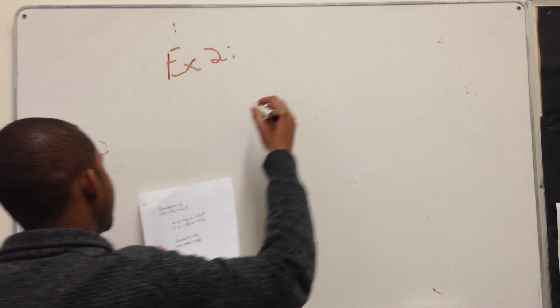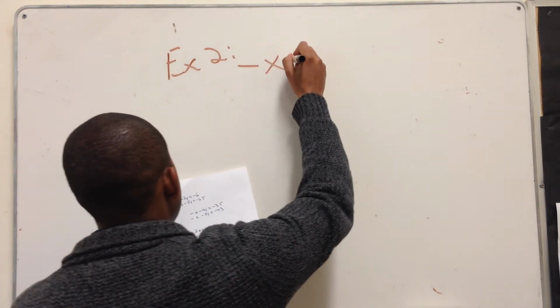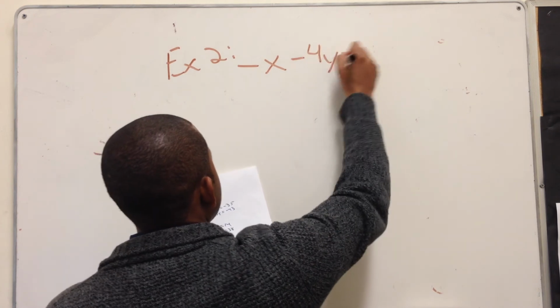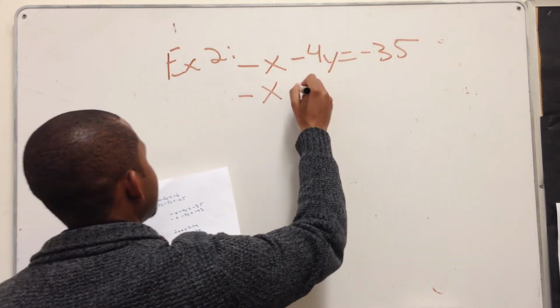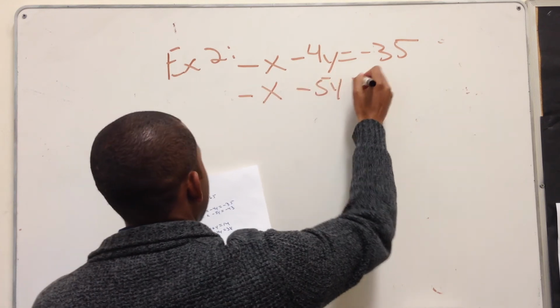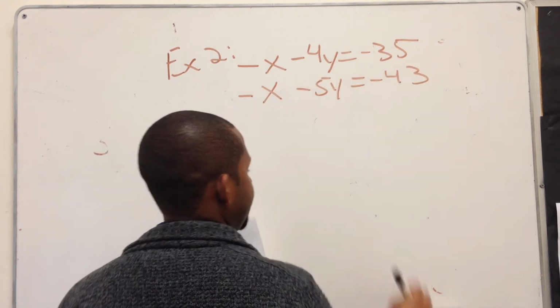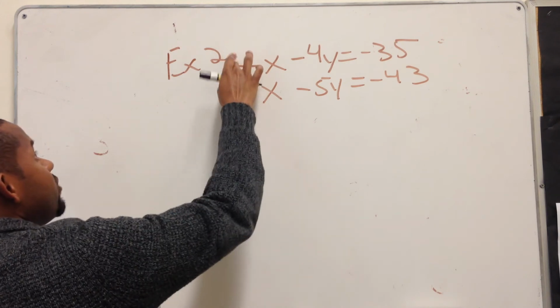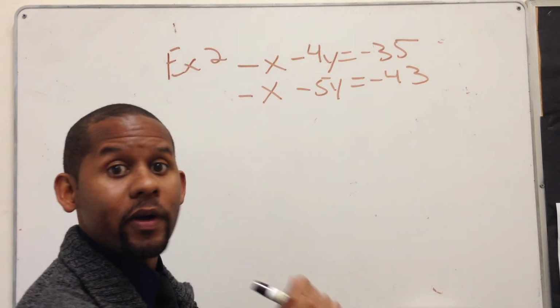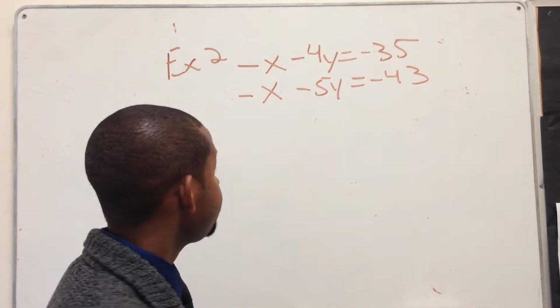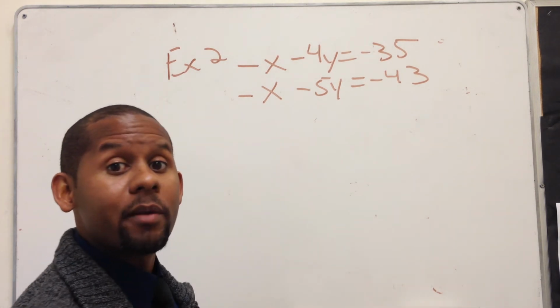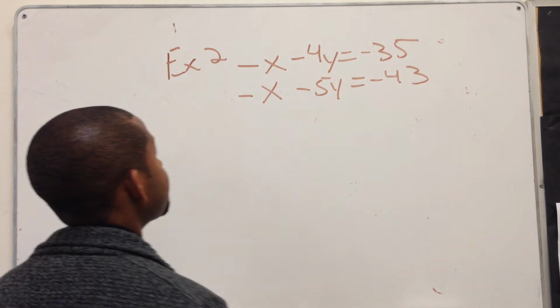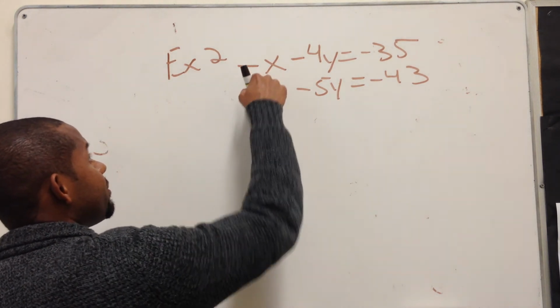Example 2. It says negative x minus 4y equals negative 35, and negative x minus 5y equals negative 43. If you think you got this on your own, pause it, go ahead and solve it right now. For those of you who aren't quite ready yet, or if you're now coming back to check it, this is what you should do.